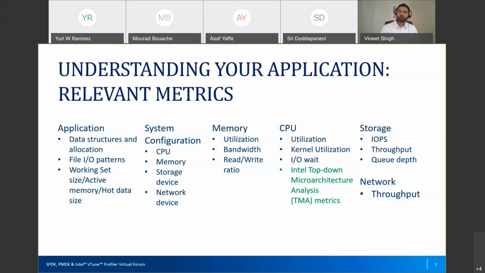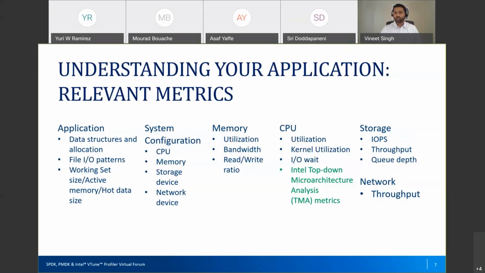So we talked about memory. You need to understand what's the size of the memory, what's the type of the memory available on your system. You also need to understand what's the utilization by your application. So memory utilization, memory bandwidth, read write ratio, these are the common things that you need to understand about your application. Same goes for CPU: utilization, kernel mode utilization, IO wait. These are some of the things that will help you determine where the bottleneck is on your system and how PMEM can help you solve that bottleneck.